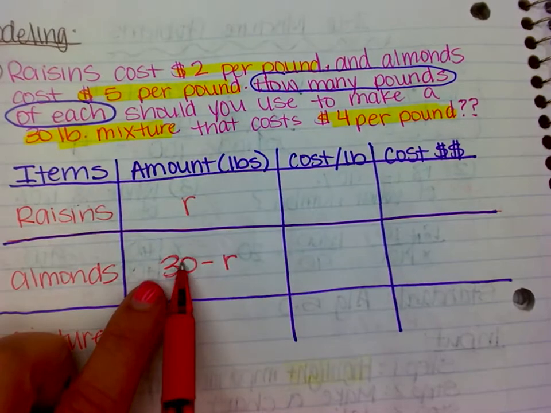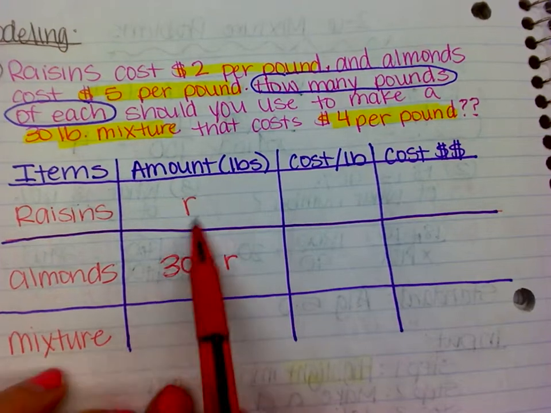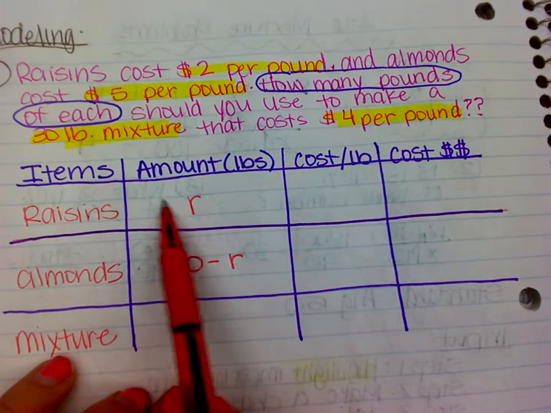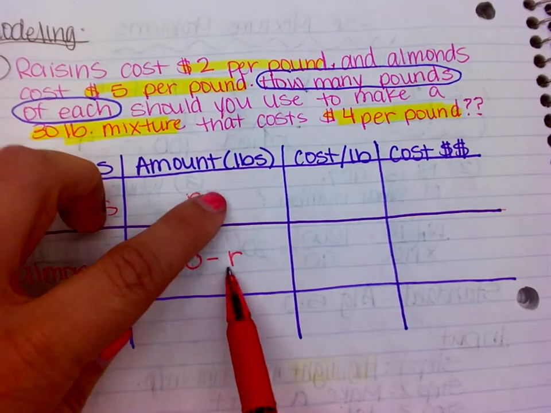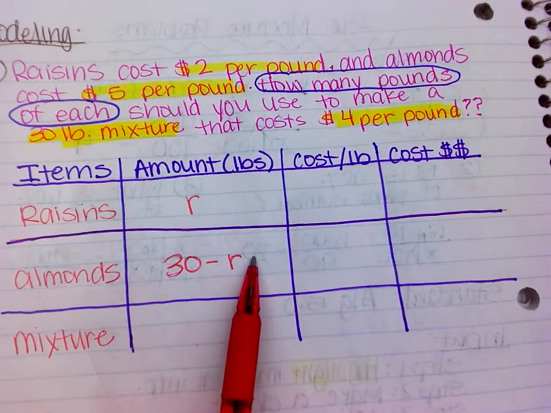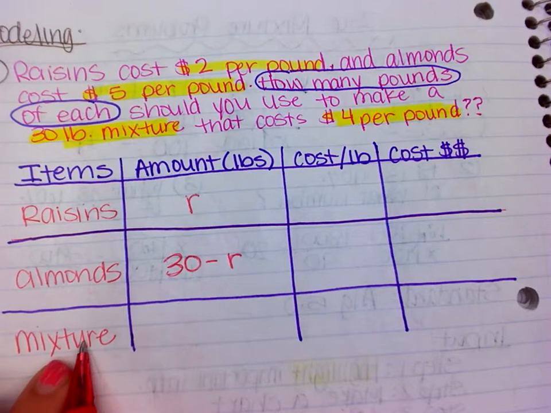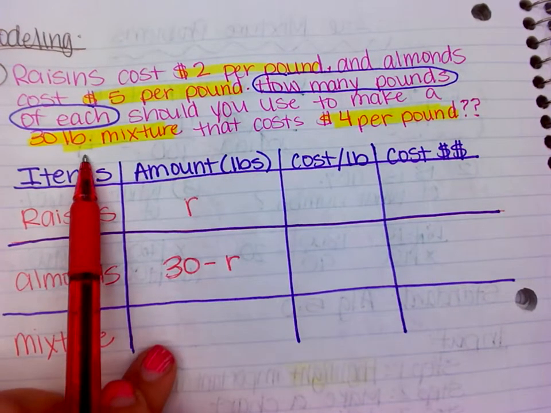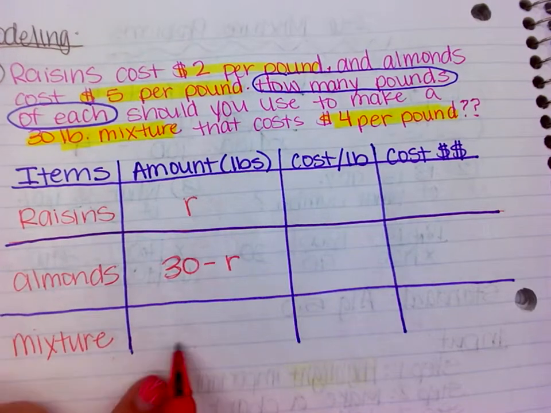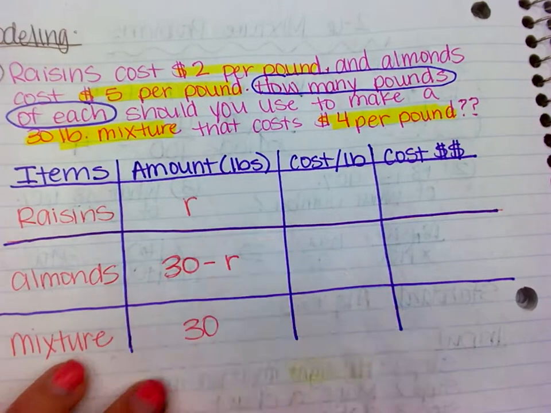Right? We took the total amount of pounds. We subtracted what we know. We know that raisins are going to be R to find almonds, because you always want your variables to be the same. Now, for our mixture, we know how many pounds our mixture is going to be, correct? Because we highlighted that. That's part of our important information. Our mixture is going to be 30 pounds.